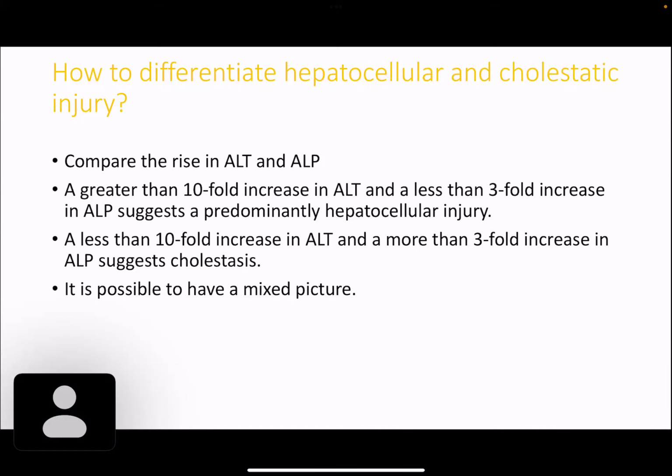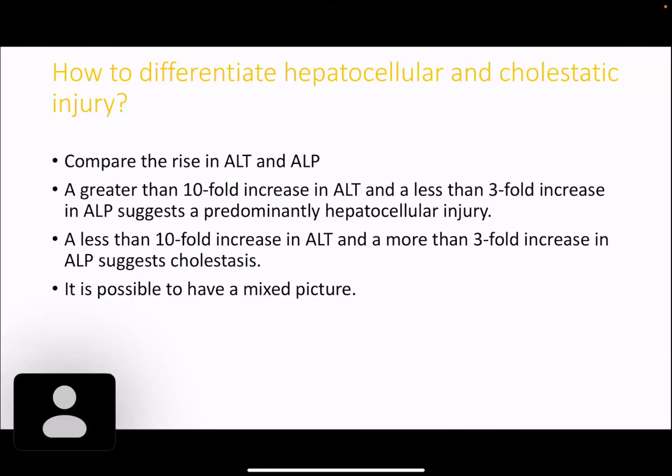Important causes of intrahepatic cholestasis include drugs. Some drugs can cause this, like oral contraceptive pills, and also primary biliary cholangitis, primary sclerosing cholangitis, and intrahepatic cholestasis of pregnancy. So all these are examples of conditions that cause intrahepatic cholestasis.